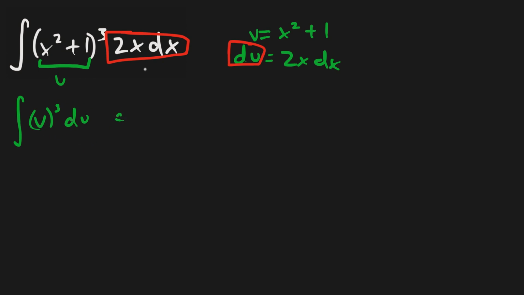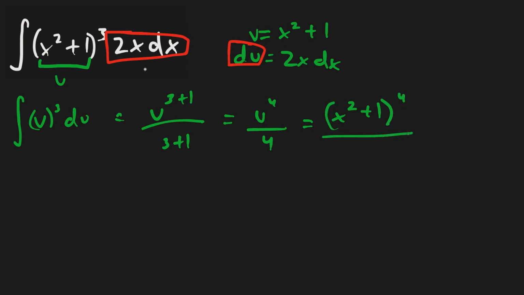So we can use the reverse power rule, and this is just going to be u raised to 3 plus 1, over 3 plus 1. So this is going to be equal to u raised to the fourth power over 4. And then we can replace this u with x squared plus 1. So this is going to be (x squared plus 1) raised to the fourth power over 4.